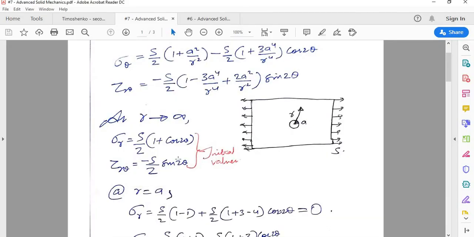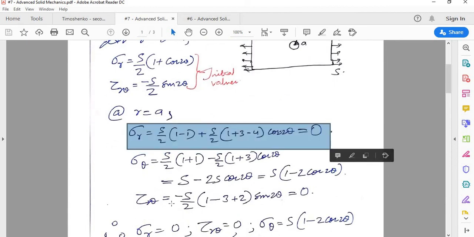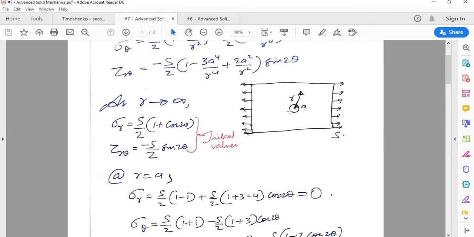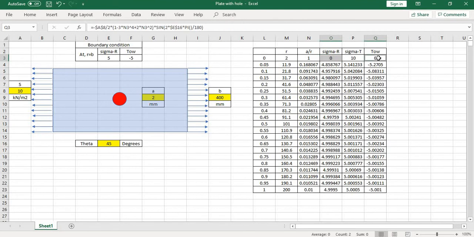Other than that, the next thing that we discussed was that sigma r and tau r theta are 0, because those are the boundary conditions at the hole. So no matter what you do with the angle, you can see that sigma r and tau r theta are independently 0.